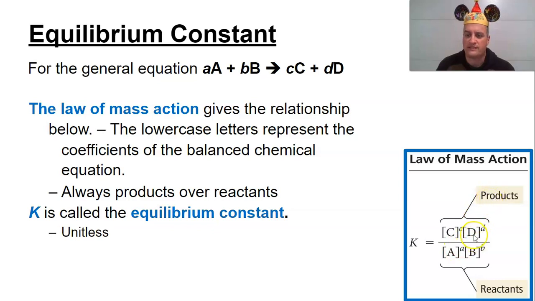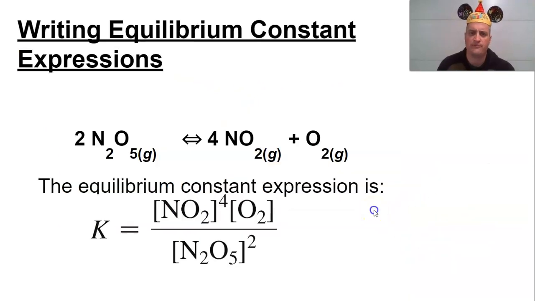So we see the products on top. These are the concentrations or molarities. Remember that these can be moles per liter of gases. They can be moles per liter of solutions. Keep in mind, things that have concentration are going to be found here. And the coefficients become the powers of these concentrations. All right, so this should look familiar if you've seen this before.